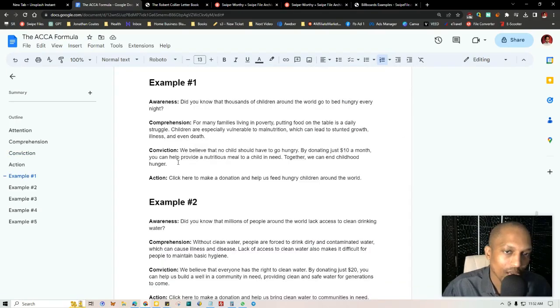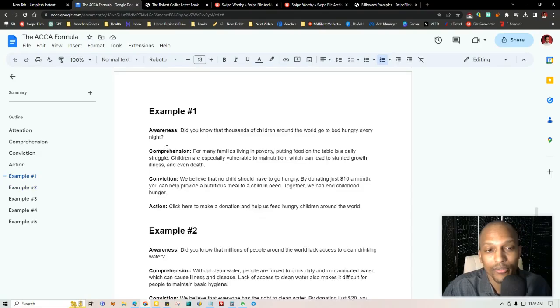So I'm just going to cover a couple of them and then you can go over the rest yourself if you like. So example number 1, awareness. Did you know that thousands of children around the world go to bed hungry every night? That's awareness. Comprehension. For many families living in poverty, putting food on the table is a daily struggle. Children are especially vulnerable to malnutrition, which can lead to stunted growth, illness, and even death.